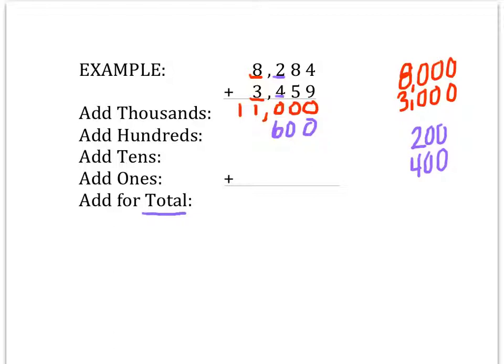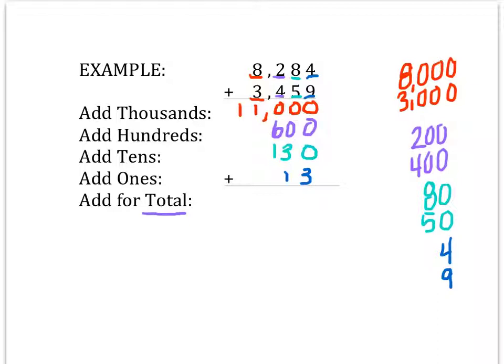Now let's look at our tens. I'm going to add 8 and 5. And I know that 8 tens is 80, and I know that 5 tens is 50. And I know that that's going to be 130. And the last one I'm going to add are the ones. I have a 4 and a 9, and a 4 is worth 4, and a 9 is worth 9. And I know that 4 plus 9 is going to equal 13.